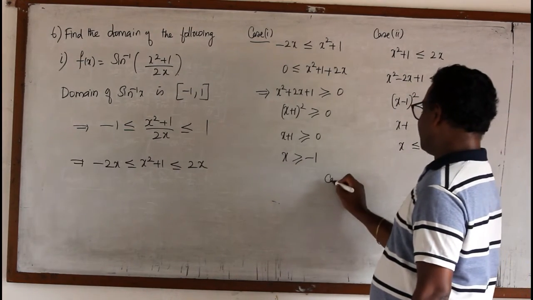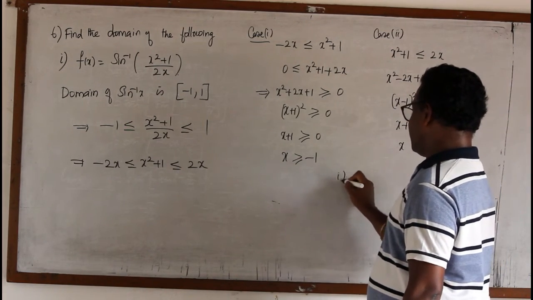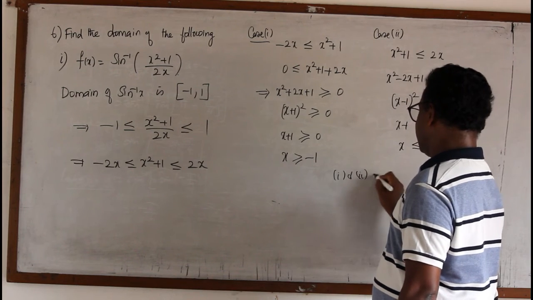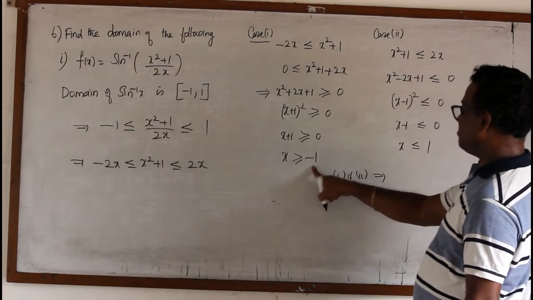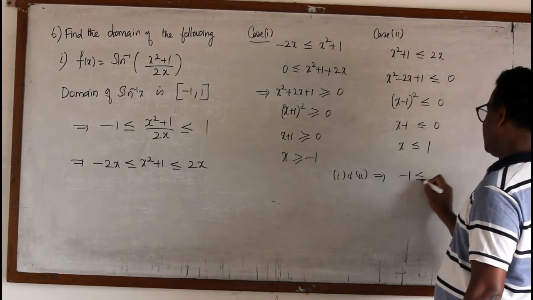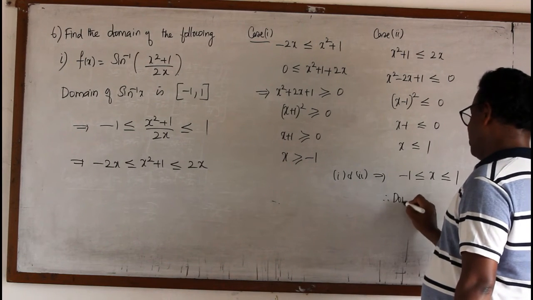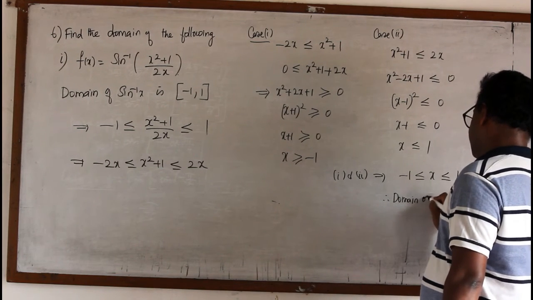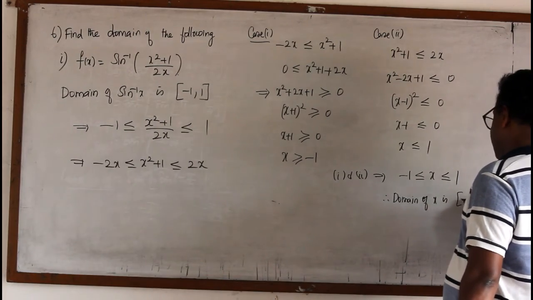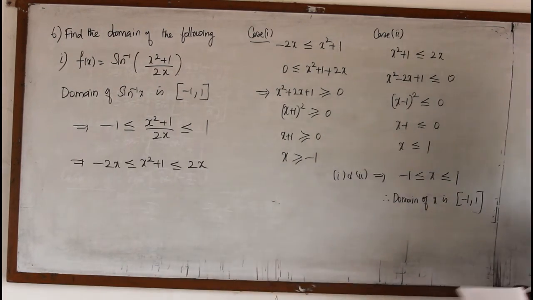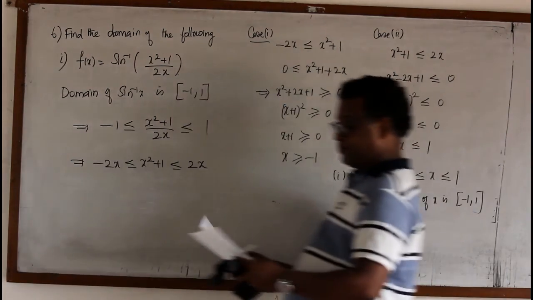So cases 1 and 2 imply x lies between minus 1 and plus 1. Minus 1 less than or equal to x less than or equal to 1. Therefore, the domain of x is minus 1 to plus 1. This is the first problem.